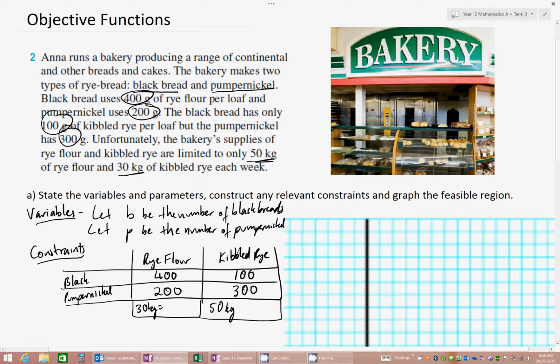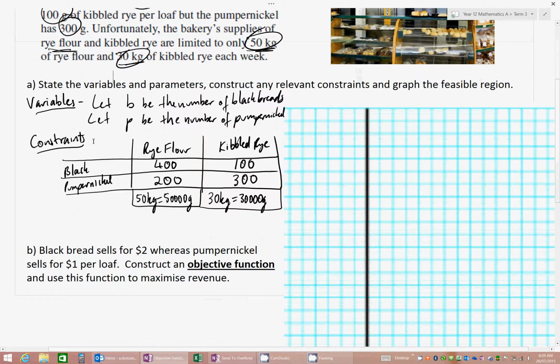Yep, put them the wrong way around. Oops. So total supply of rye is 50 and kibbled is 30. Need to make sure all the units are the same. All of these up here are in grams. I'll need to convert these to grams as well. So 50,000 grams and 30,000 grams. So all the information in the question is being used, so I can write my constraints. So this wasn't constraints at all, this was parameters.